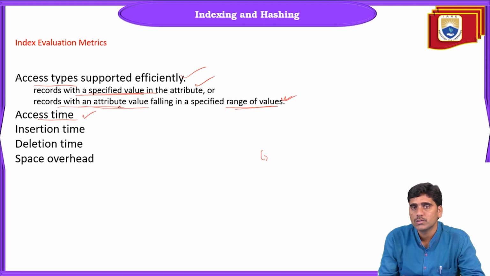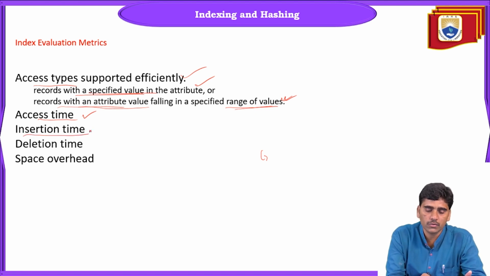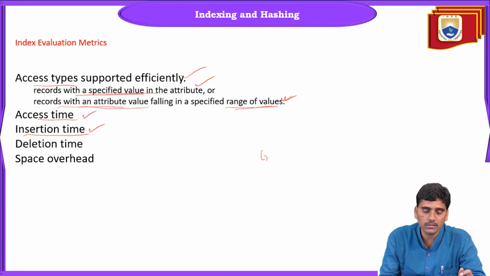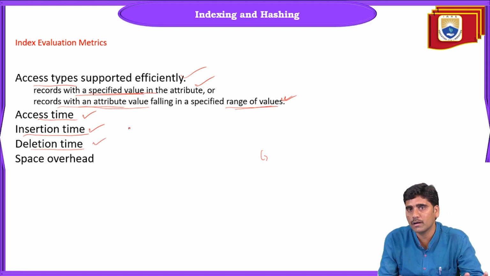Access time. So it accesses in a lesser amount of time. The search key takes less time to access the particular record, the particular bucket. And insertion time also: to insert a value into that bucket or those records, it takes much less time. And the third one, deletion time: to delete a value from the record, because the search key is there, the deletion time is also very small.